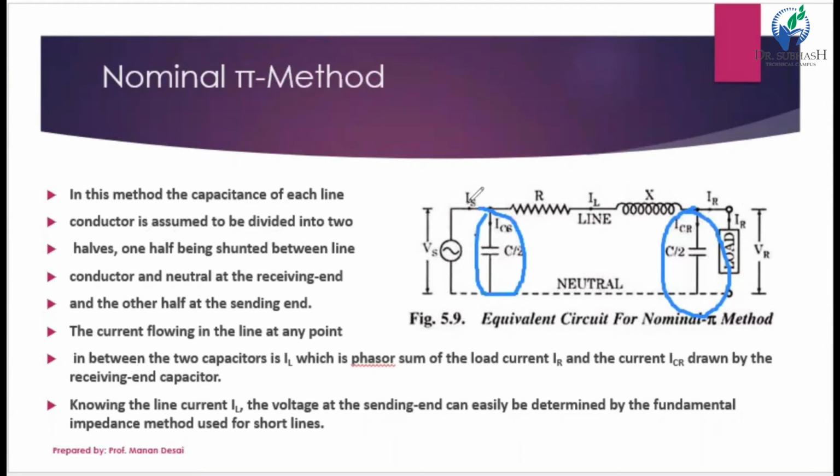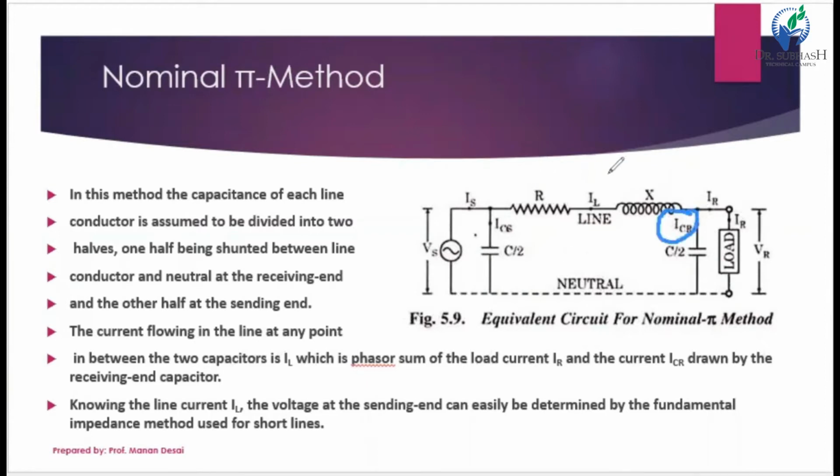The current flowing in the line at any point in between the two capacitors, IL, is the phasor sum of the load current IR and ICR drawn by the receiving end capacitor. So from the load current, the capacitor draws ICR current.